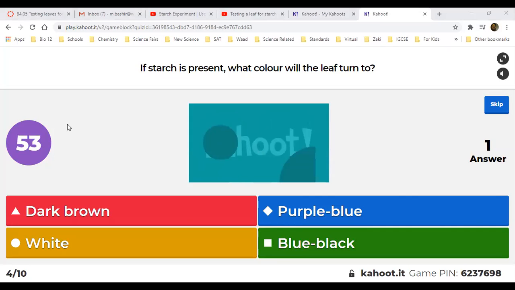If starch is present, what color will the leaf turn to? Red is dark brown. Yellow says it will turn white. Blue says it will turn purple blue, and green says it turns blue black. So which one is it going to be? When the starch is present, what was the color of the leaf? Did it become blue black, purple blue, white, or dark brown?